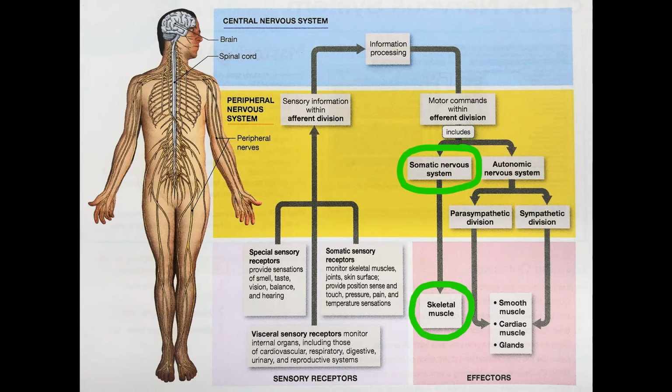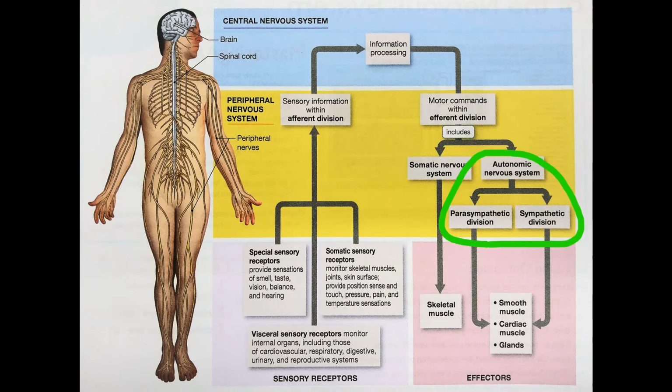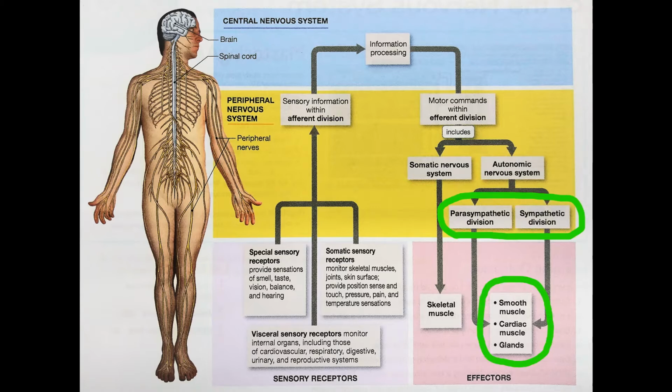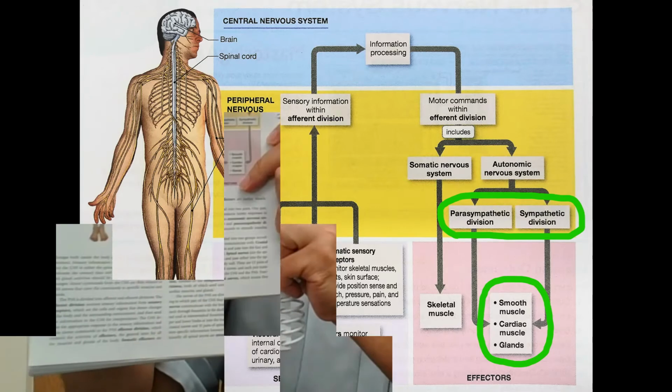The somatic nervous system will go to your skeletal muscles. The autonomic nervous system will be divided into two divisions, the parasympathetic division and the sympathetic division. Basically, they're going to regulate muscles that you can't control, like the smooth muscle or the cardiac muscle, and it's also going to stimulate glands.